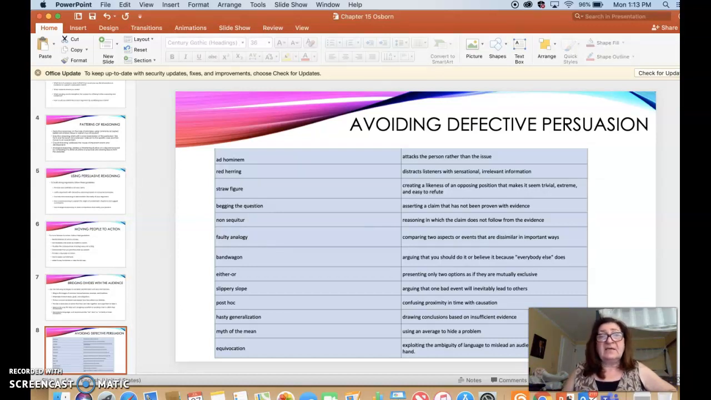So the book has a very nice chart of fallacies, what can go wrong with your persuasion. And there are a lot of fallacies like red herring, either or, slippery slope, myth of the mean, faulty analogy, begging the question, for example, asserting a claim that has not been proven with evidence. It is begging the question that you prove it. So please study the chart, and there is also an interactive exercise that you can do.